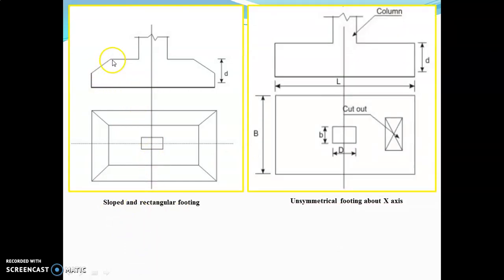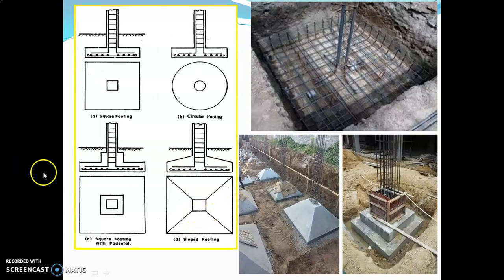This you can see here, this is sloped and rectangular footing. This is unsymmetrical footing about the x-axis. This is not symmetrical, this is unsymmetrical footing. And you can see here some of the figures of this.